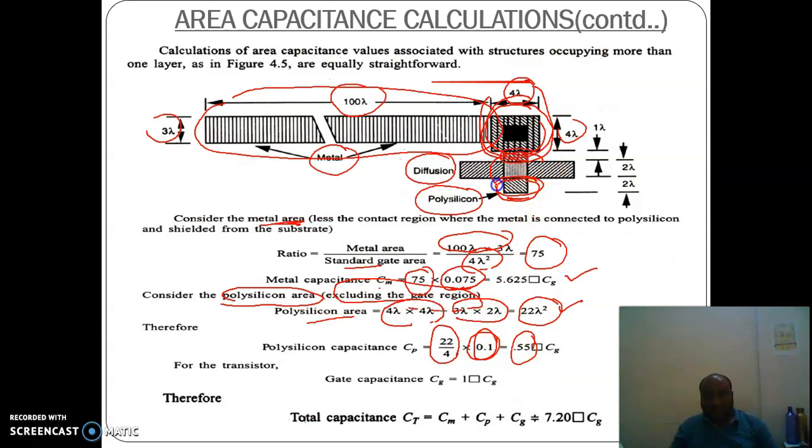Similarly, for only the gate region, we already know that it is directly the unit standard capacitance. So the total capacitance is the sum of the metal capacitance, polysilicon capacitance and the gate capacitance, resulting in 7.20 times the standard unit of capacitance. Hope this is clear.